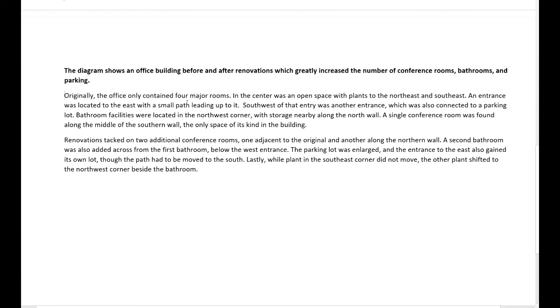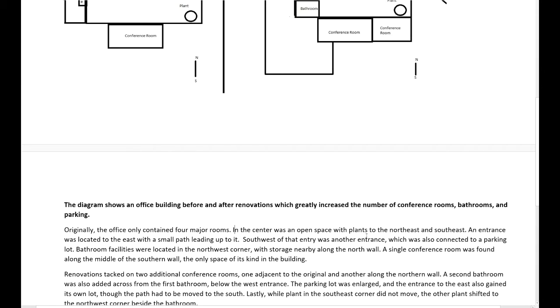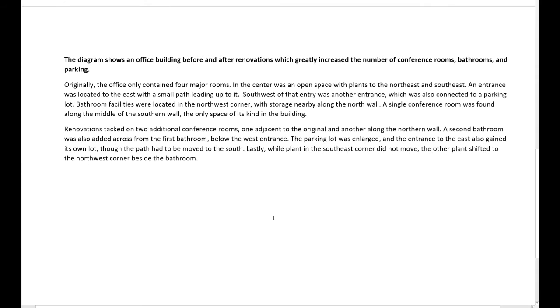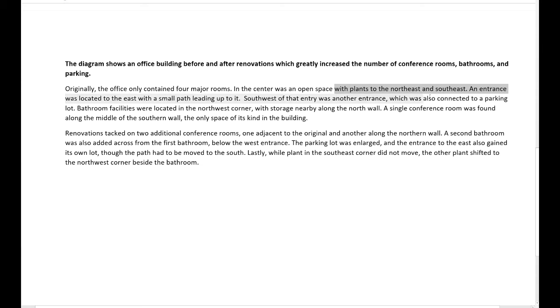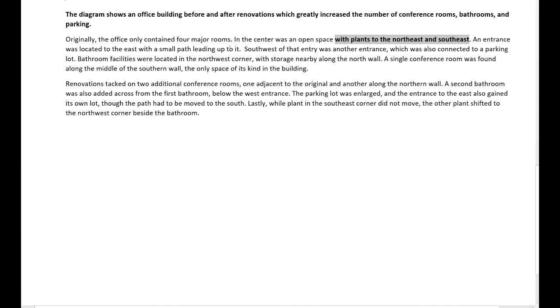So let's see, the office contained only 4 major rooms. In the center was an open space. Okay, so we have the open space in the middle. Plants to the northeast and southeast. Northeast, great. Southeast, nice. So I have the plants. Cool. Let's identify that. An entrance located to the east with a small path. Okay, so we have the entrance and the path. So we'll mark that off.